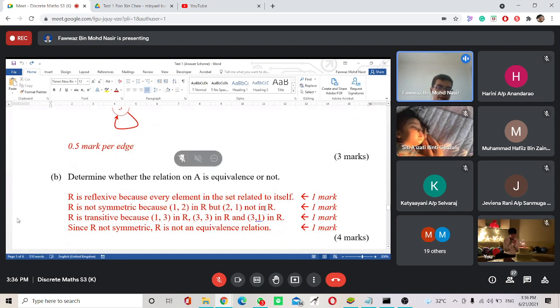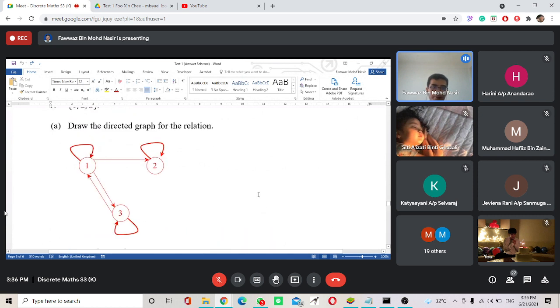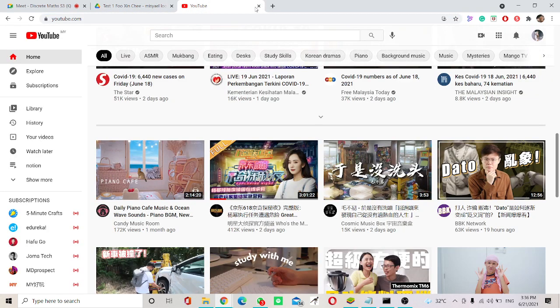Dia mestilah reflexive, symmetric and transitive. So kita boleh verify by looking at this directed graph yang korang dah buat tu. Untuk jadi reflexive, kita kena pastikan dekat semua vertex ni ada loop. Kalau semua vertex ada loop, dia reflexive. So R is reflexive because every element in the set is related to itself. So kalau dapat, satu markah.